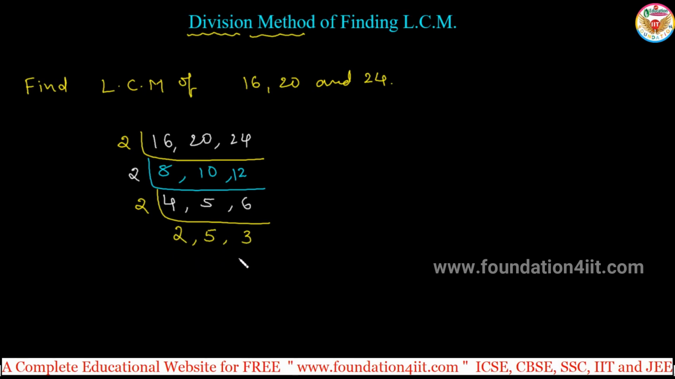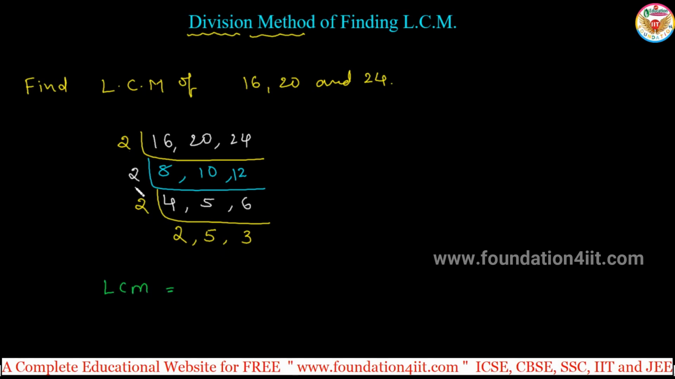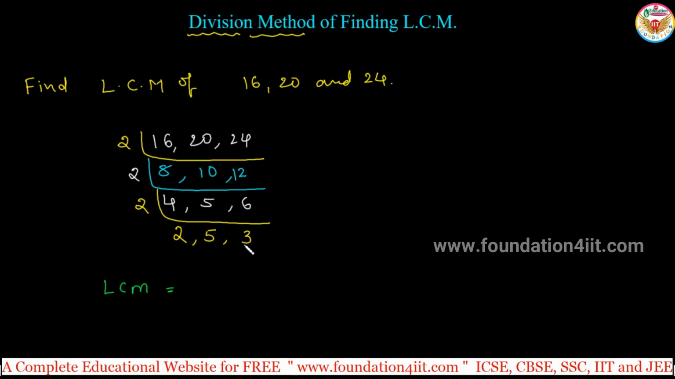So 2, 5, 3, there is nothing common. At least 2 should be common, right? So there is nothing, then you can stop now. That means these are all the numbers you have to multiply. Now the LCM is 2, 2, 2, 2, 5, 3. It's the complete line, because in 2, 5, 3 there is nothing common. We have to repeat this process until we get the line of numbers that are prime to one another: 2, 5, 3.